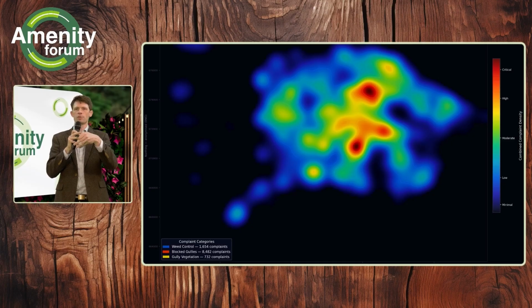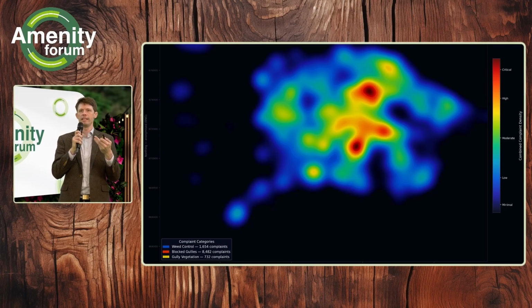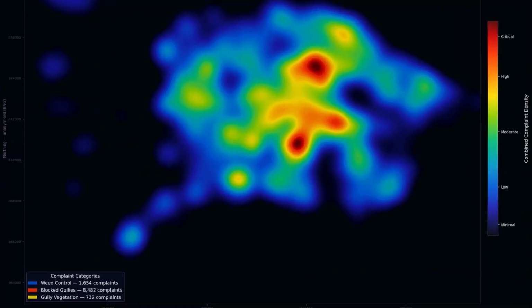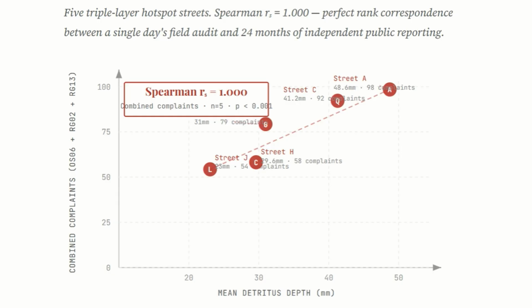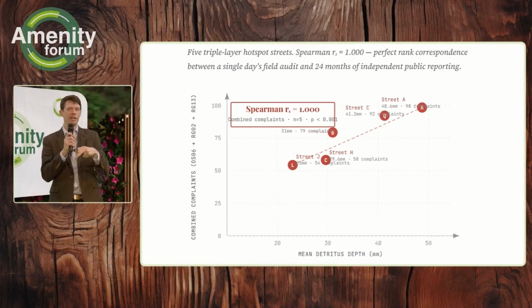So this is the hotspot overlay, and we overlaid 1,654 complaints on weed control and 8,000 complaints on gullies and thousands and thousands of potholes. And it was really interesting. There were some clear hotspots, and when we went to measure against those, it turned out that there was a perfect line between the soil depth and the amount of complaints. So the deeper the soil, the more complaints there were.